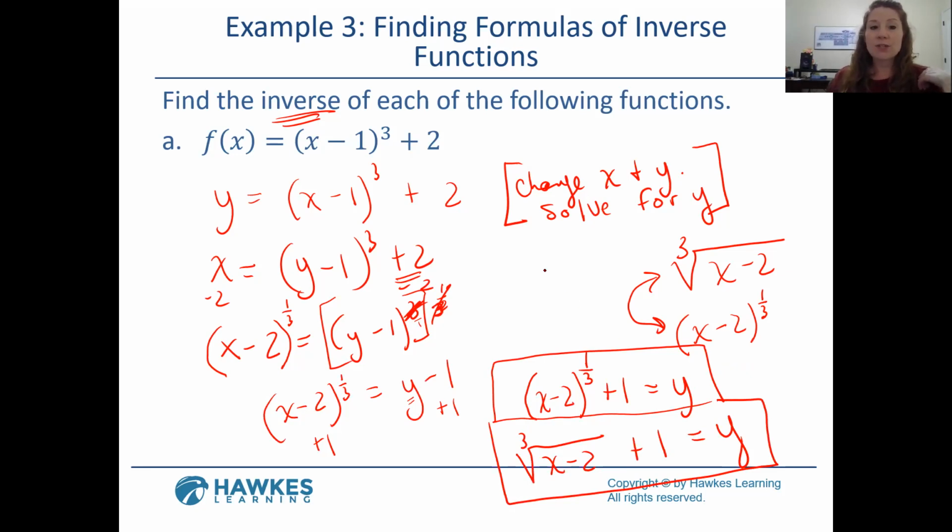All right, so what did we do first? Well, the very first thing is we wrote f of x as y equals. So then what did we do? We exchanged x and y. We traded their places. And then the last thing we did was solve for y. That's what we did.